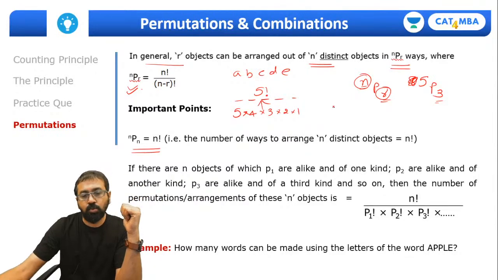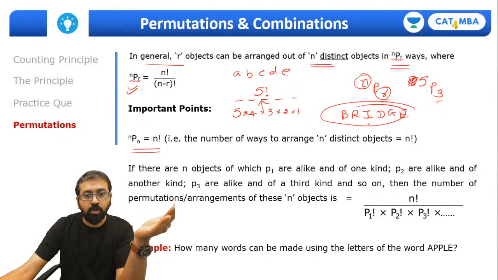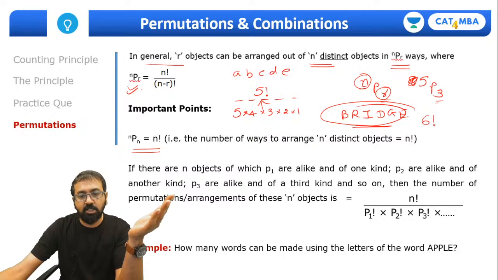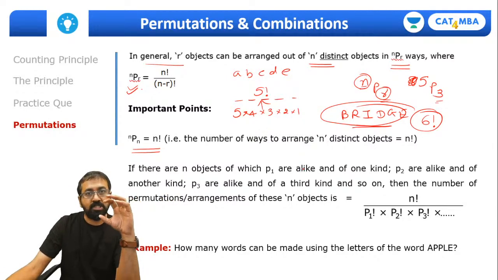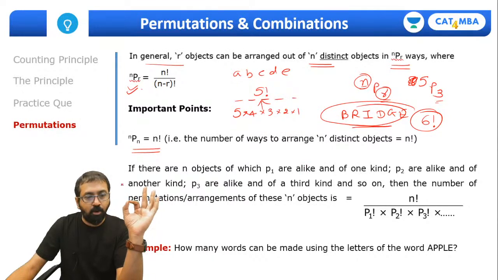Or if I ask you this question, how many different words can be made using the letters of the word BRIDGE? It means we need to create different words by shuffling these letters. There are 6 letters, and 6 letters can be shuffled or arranged in 6 factorial ways. I hope all of you are pretty clear now. Yes, everyone. So let's look at one more important point.